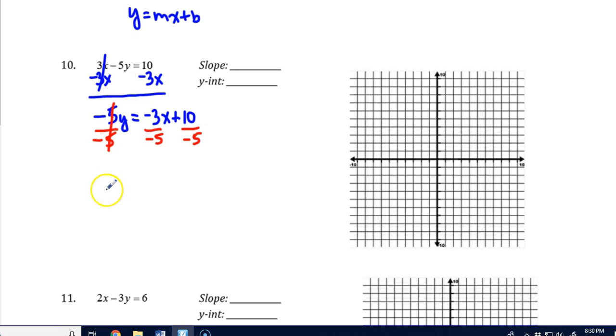Okay, so let's rewrite what's left. Okay, y equals, well, 3 doesn't divide well by 5, but I can say negative over a negative is a positive. So 3/5 x, and this does divide well. Okay, so we kind of set it up nicely. All right, so it looks like a 3/5 slope and a 0, -2 for our y-intercept. All right, go ahead and graph that. Play the recording when you're ready.